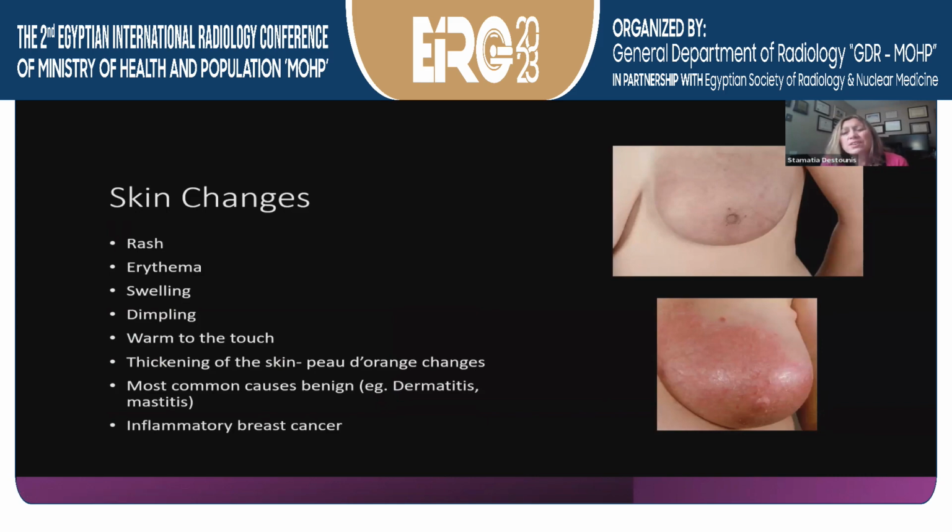Skin changes are evaluated. We may have a rash, there may be erythema, there may be swelling, dimpling. You can see here, we have two examples. There may be quite a bit of erythema, hot to touch or warm to touch. Most commonly, these will be some kind of dermatitis or an infection. But you have to think of inflammatory breast cancer when you see something like this. The top image, it is inflammatory breast cancer. The bottom is an infection.